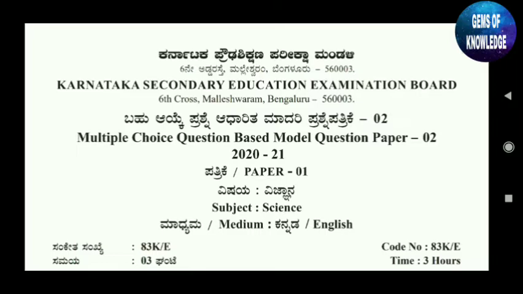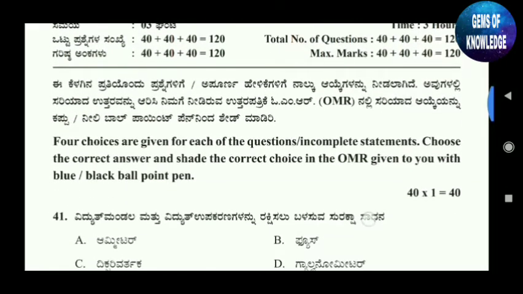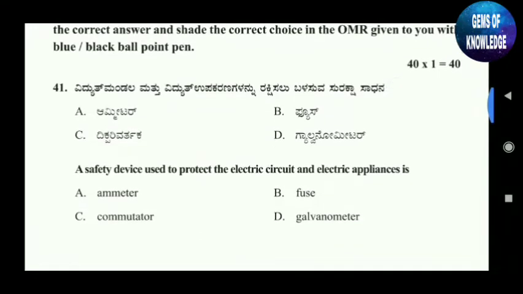So let's start here. So you can see the paper which is given here. The first question is: a safety device used to protect the electric circuit and electrical appliances is. So we have to identify which is the safety device which is used in protecting the electrical circuits as well as our appliances. So here the correct answer will be B1, that is fuse.